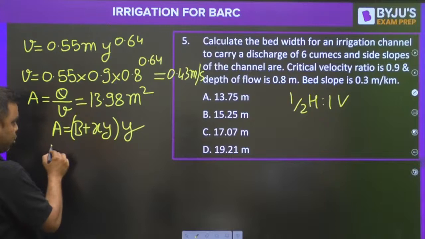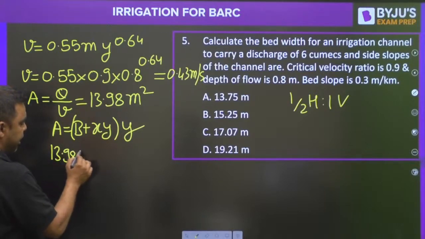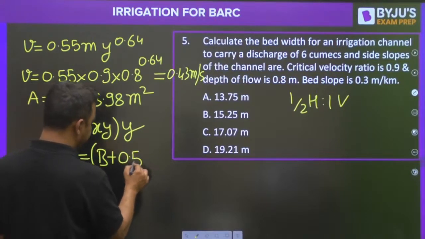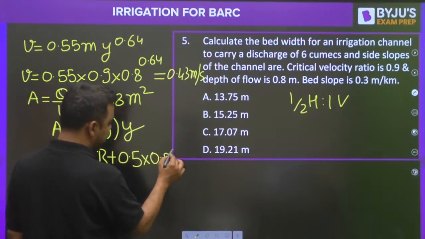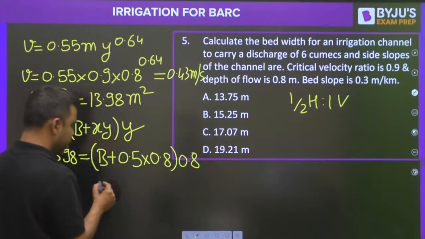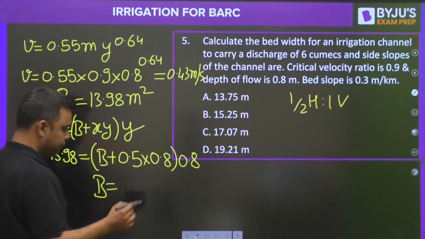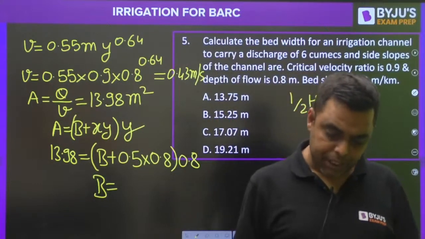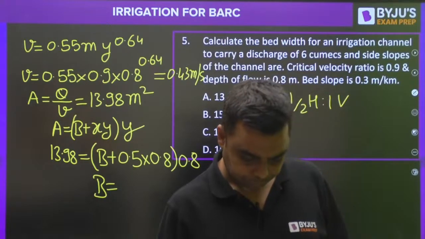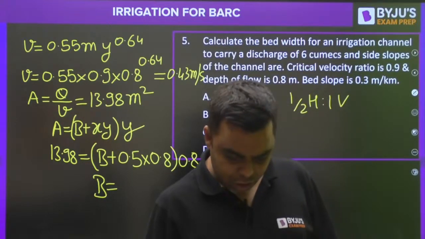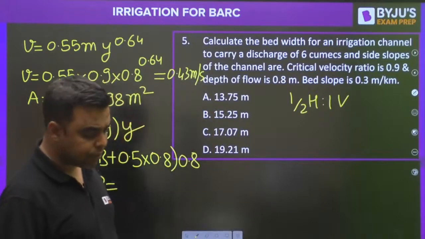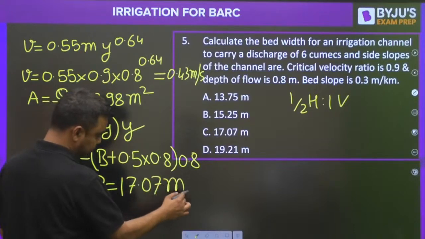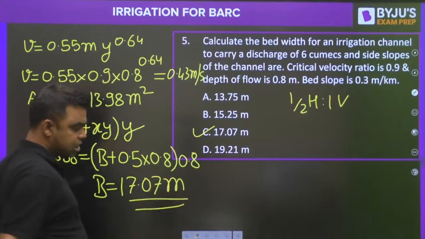Now, further, A is equal to (B plus XY) into Y. So 13.98 is equal to B, which we need to determine, plus 0.5 Y, 0.8 into 0.8. So how much will be the B? The value of B will come as 17.07 meter, isn't it? Answer would be C.